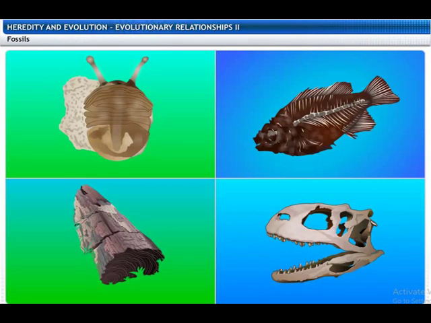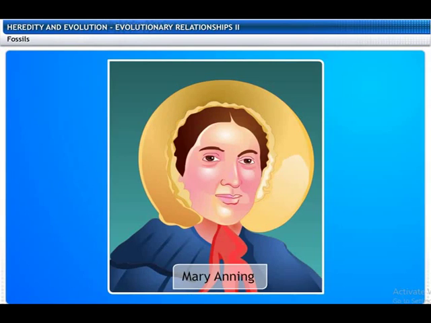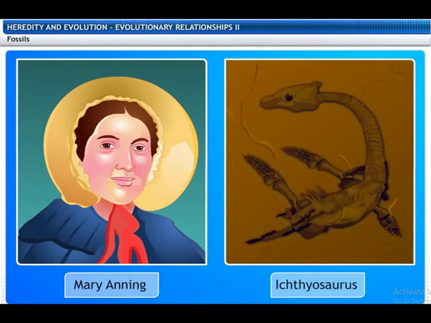Let's take a look at various fossils. Fossil trilobite, an invertebrate animal. Fossil fish. Fossil tree trunk. The dinosaur skull. This fossil was found only a few years ago in the Narmada Valley. Mary Anning found the specimen of Ichthyosaurus and was the first fossilist.